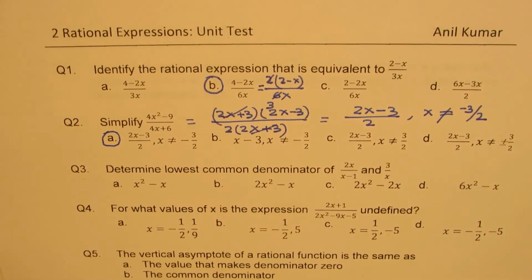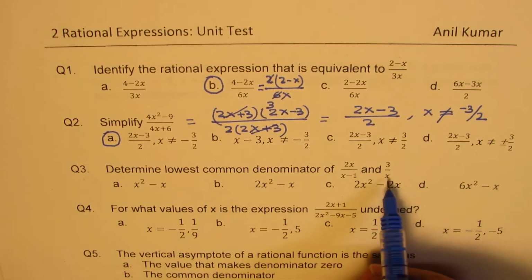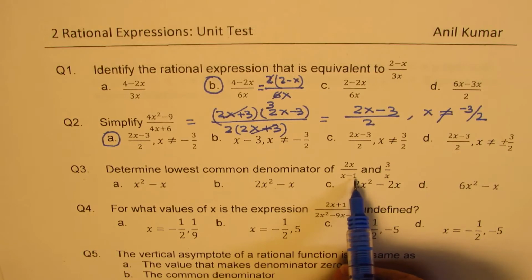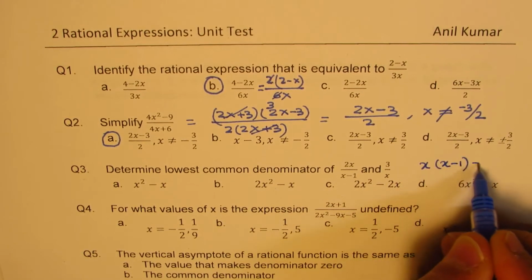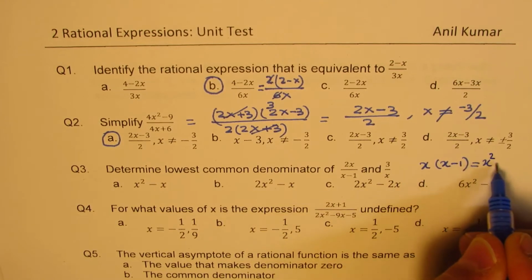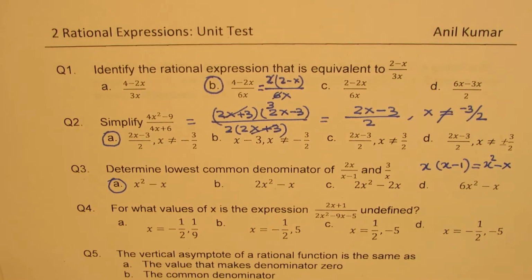is option A for us. Question number 3. Determine the lowest common denominator for this expression. Well, it is x times (x minus 1). We have this as x times (x minus 1), which you expand to get x squared minus x, and that is also option A.